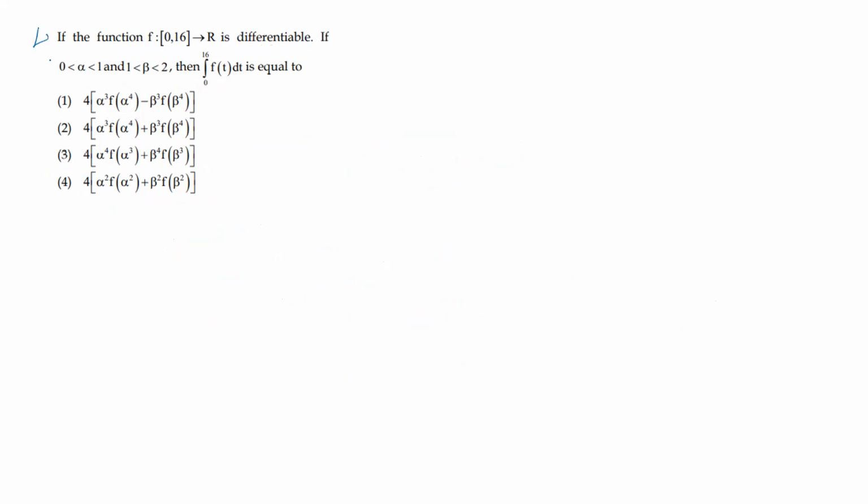Fourth one, question number 4. f maps 0 to 16 to the real numbers and is differentiable. Given alpha is from 0 to 1, beta is from 1 to 2. Now, what is the value of the integral from 0 to 16? Okay, now we need to change this into another form. How to write that form?